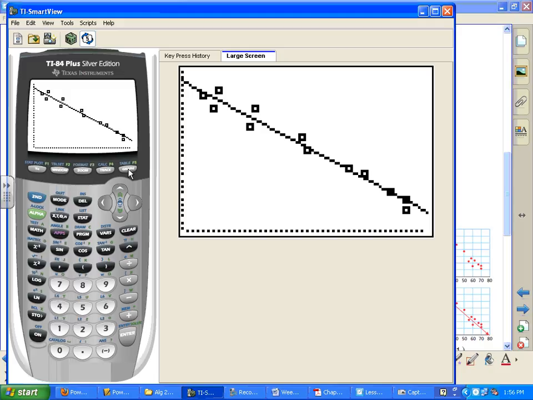So whenever we want to find the best fit line, that's the process we're going to go through to do that.